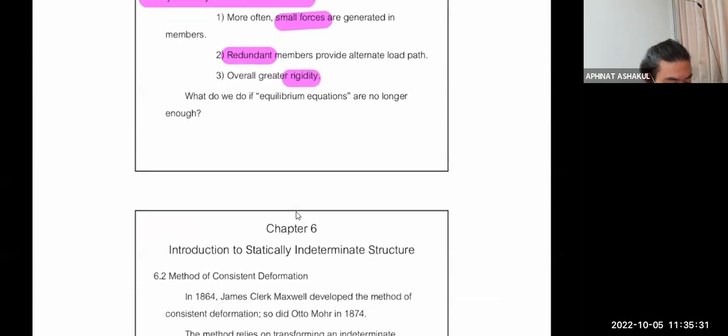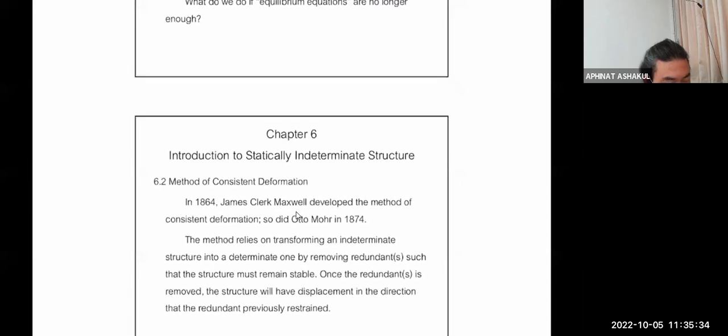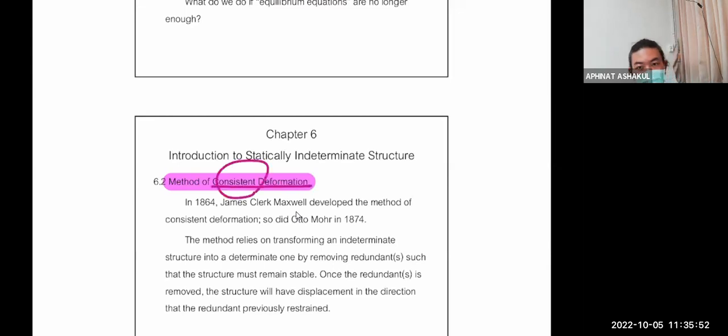Here, the method that I've discussed in the first hour is officially called the method of consistent deformation. Can you tell why it is called consistent deformation? It's because the deformation caused by the external load must be equal and opposite to the deformation caused by your reaction. In order for them to be compatible, they must be consistent.